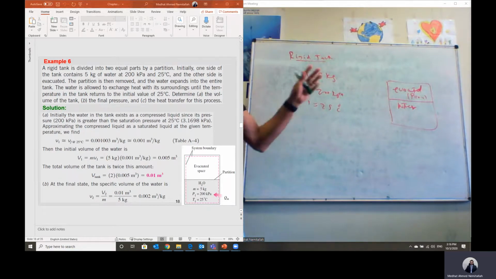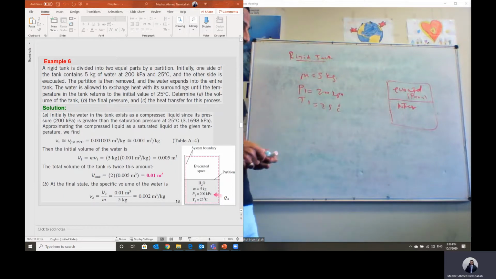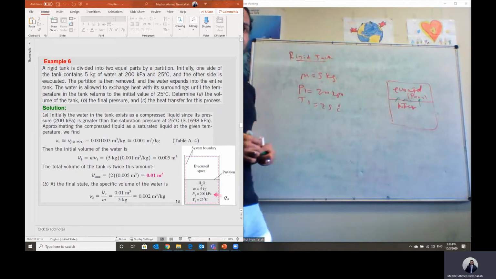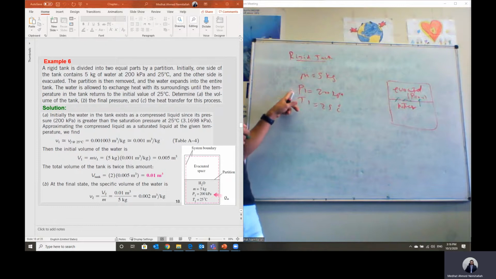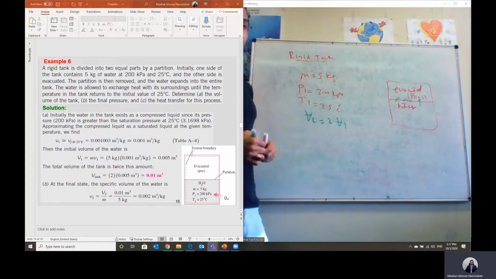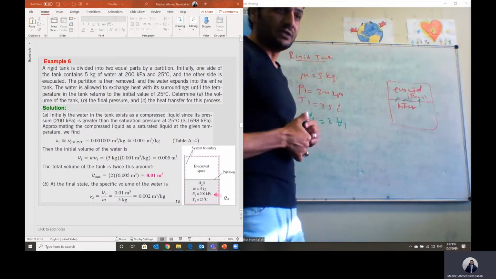The other side, as we said, is evacuated, at a very low pressure. Now, if we remove or crack this diaphragm, the water will expand into the very low pressure region. We expect the pressure of the water to be reduced, and the water will occupy the whole volume of the tank. So the volume V2 is double the volume V1, because water was occupying half of this tank.